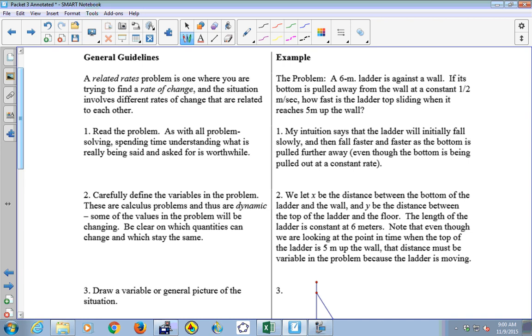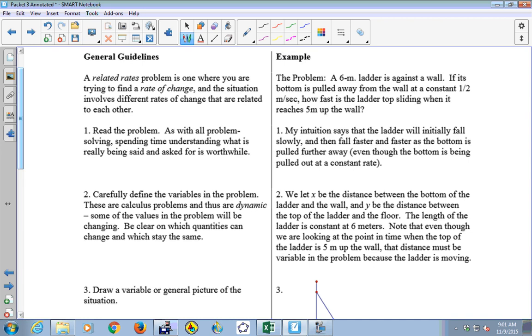Okay, so intuition says that the ladder is going to initially fall slowly, right? Because there's a nice sturdy wall that the ladder is leaning against, right? But then as the bottom gets pulled away, there's less and less tension between the top of the ladder and the wall. So it starts falling faster and faster as it gets pulled further away, even though the bottom is being pulled at a constant rate.